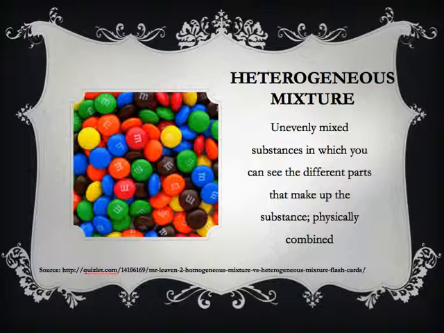Heterogeneous mixture is an unevenly mixed substance in which you can see the different parts that make up the substance. These mixtures are physically combined. So here we have a picture of M&Ms, and if we wanted to take everything out and sort it, we could sort by color. And what we would also see is that we don't have a set ratio, which means that if we had 2 red M&Ms, 4 blue M&Ms, and 7 green M&Ms, they would still be an M&M mixture.